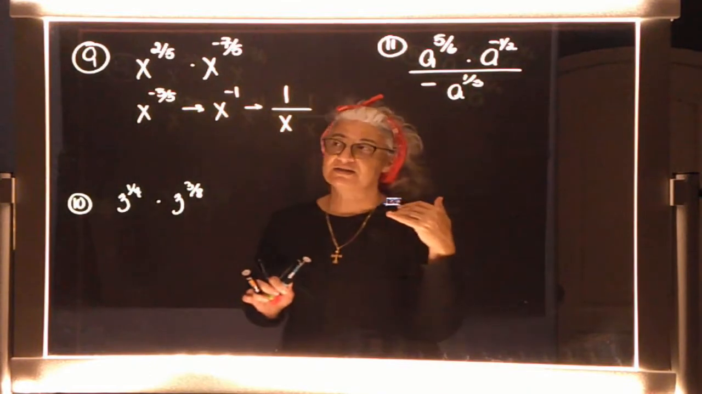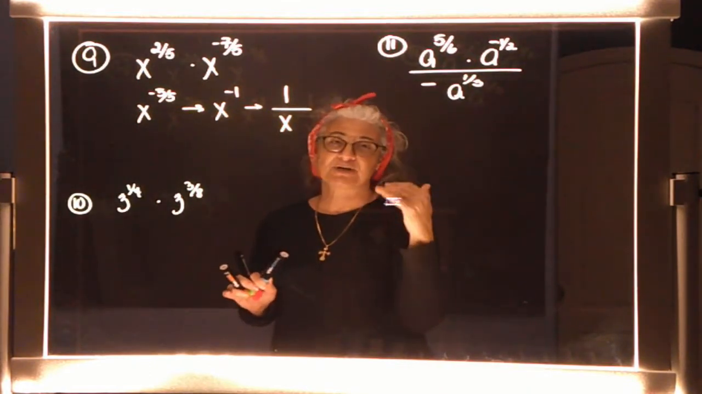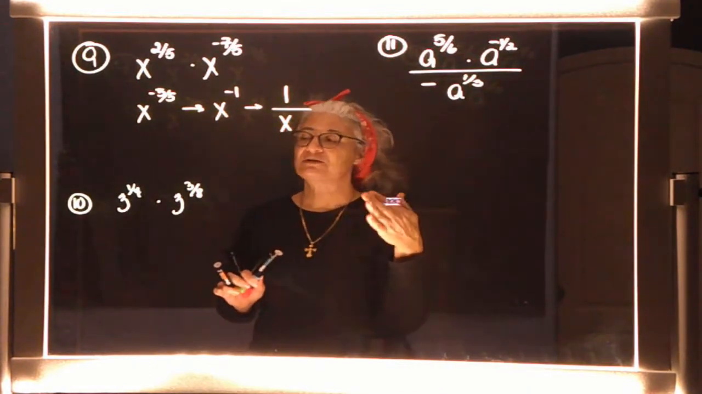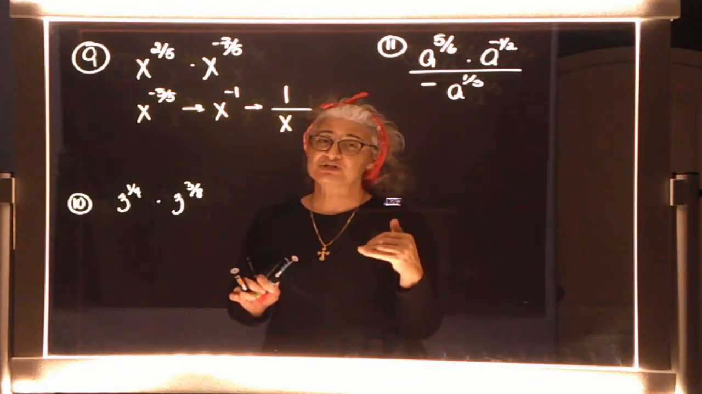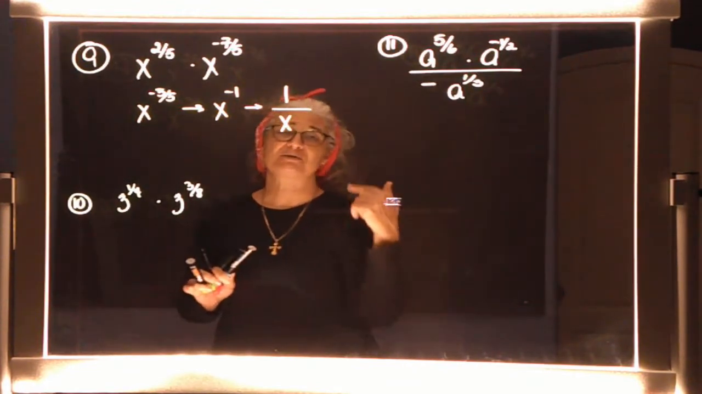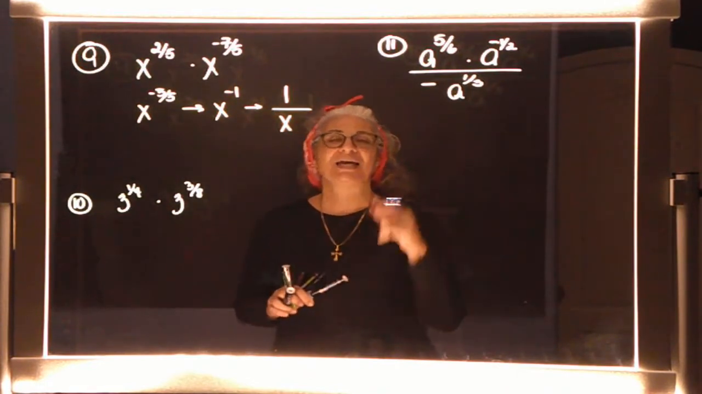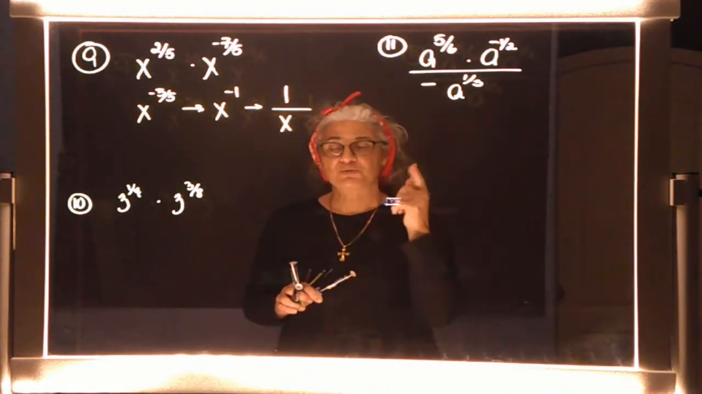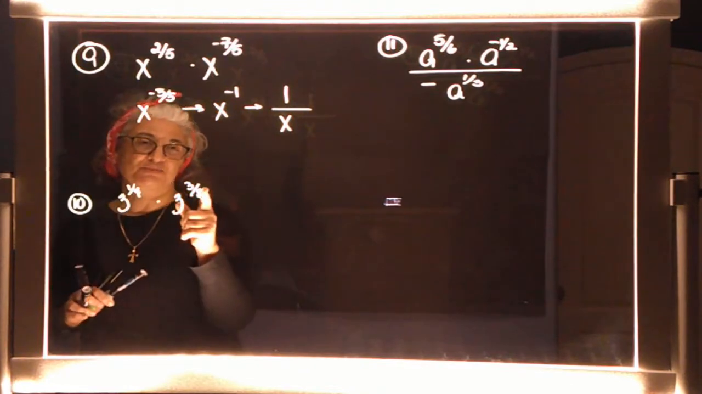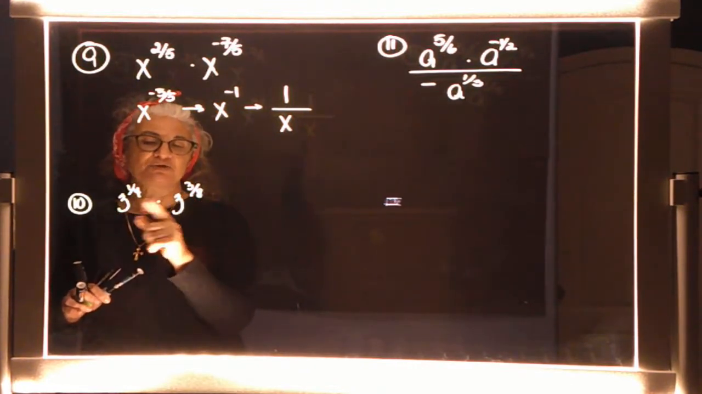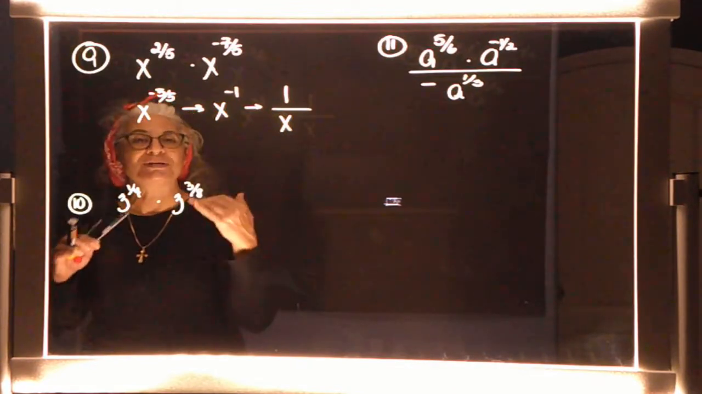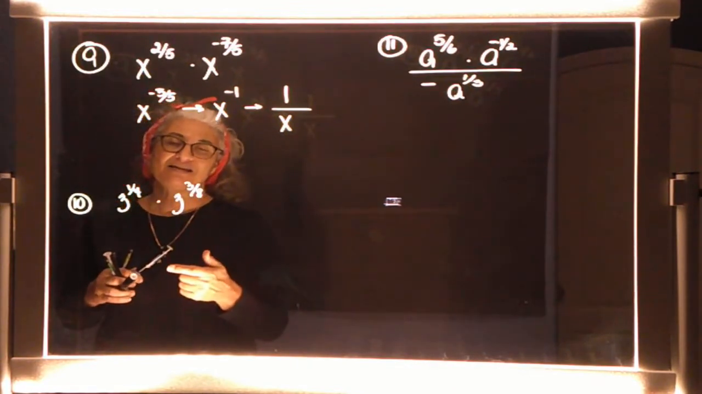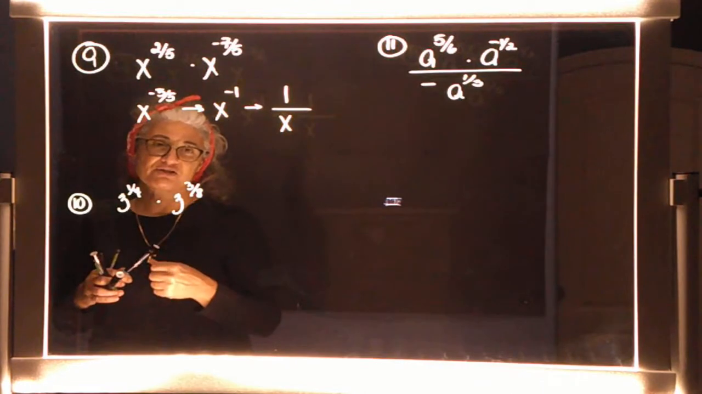So what takes precedence? Exponents or multiplication? According to the order of operations, which do we do first? Exponents or multiplication? Exponents go first. So we have got to tackle these exponents. And since we're multiplying the same bases, what do we do with the exponents? We add them. Yes. Now, these exponents are both fractions.